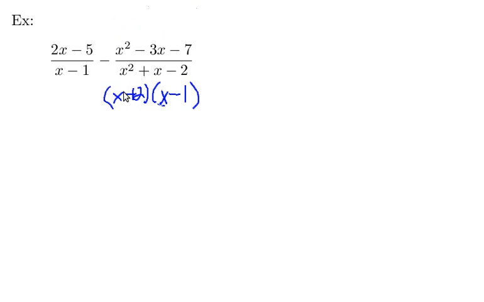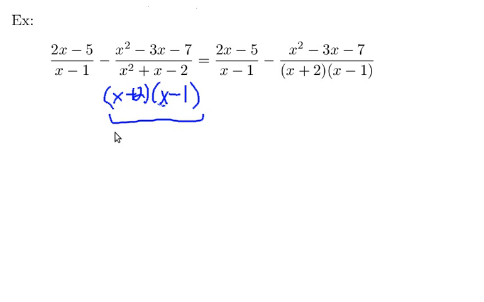So let me rewrite this expression using this factorization. We have (2x - 5) over (x - 1); this left one doesn't change at all. And then we have (x² - 3x - 7) over x squared, oops, I forgot the factorization, (x + 2) times (x - 1).